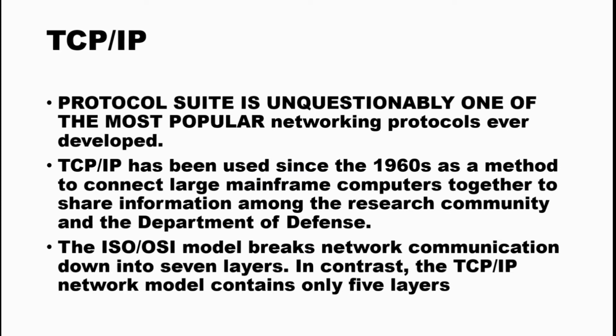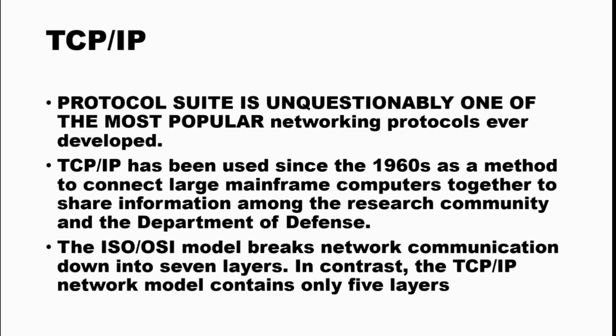TCP/IP has been used since the 1960s as a method to connect large mainframe computers together to share information among the research community and the Department of Defense. The ISO or OSI model breaks network communication down into 7 layers. In contrast, the TCP/IP model contains only 5 layers.